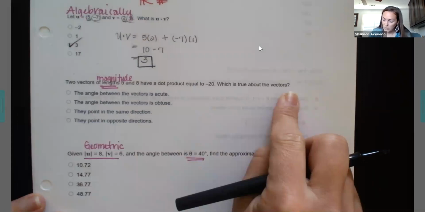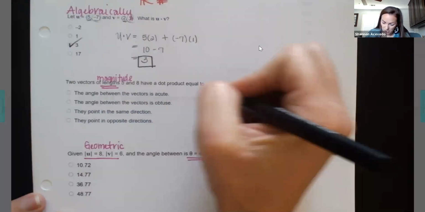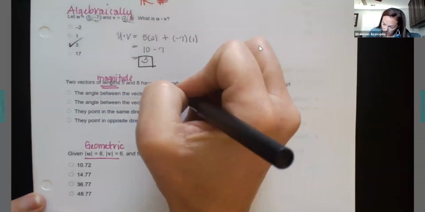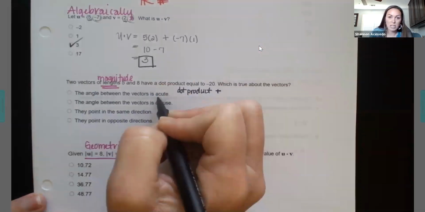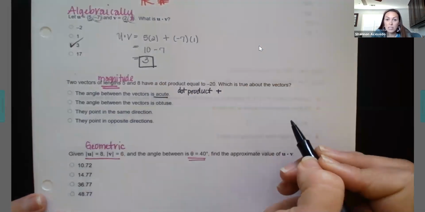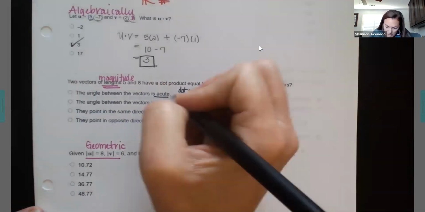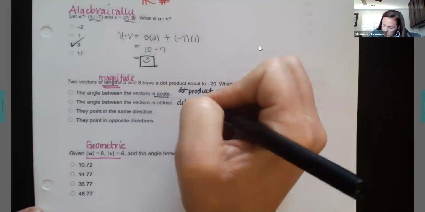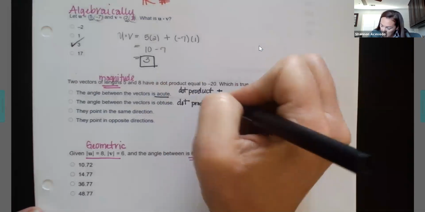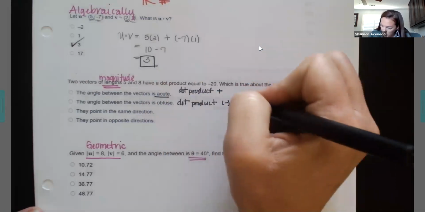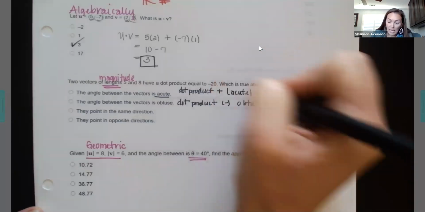Okay, so here's the thing. If my dot product is positive, then the vector is acute. It's going to be acute. This is negative. So if my dot product is negative, it's going to be obtuse.